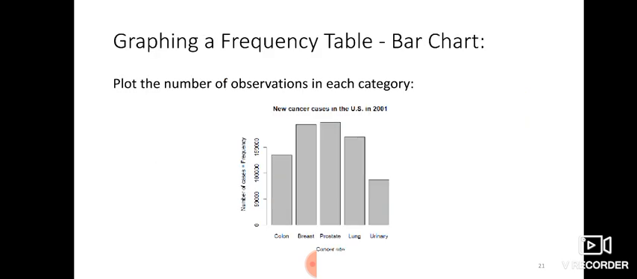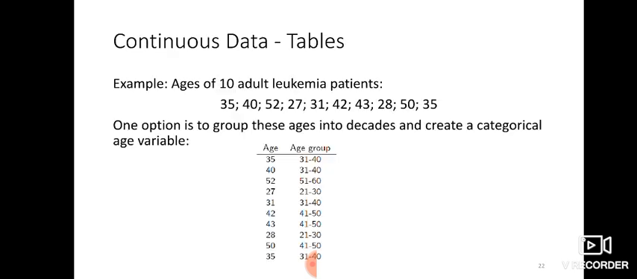We can also give a bar chart in this way, and we can plot the observations. For continuous data, we can have tables by age group, showing the values we get, and so on. So I hope you all understood what continuous data is, and this was exploratory data analysis. Thank you.